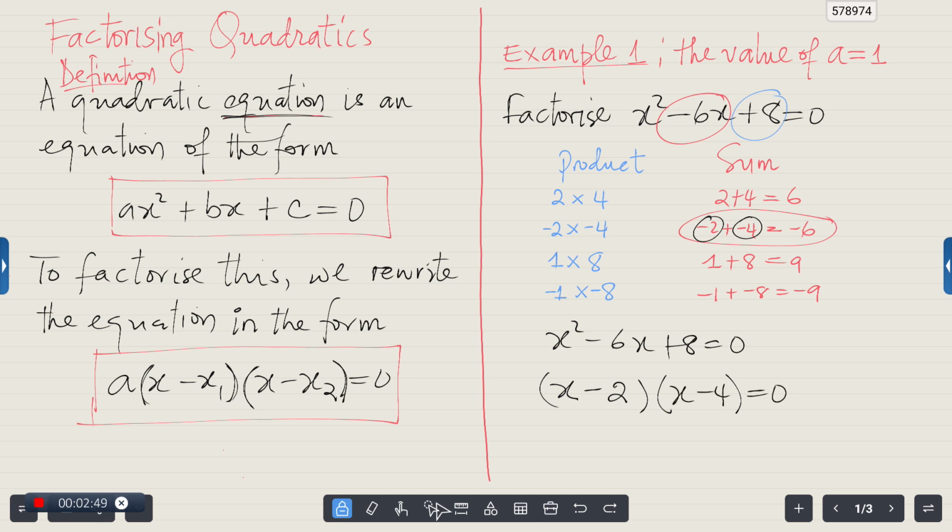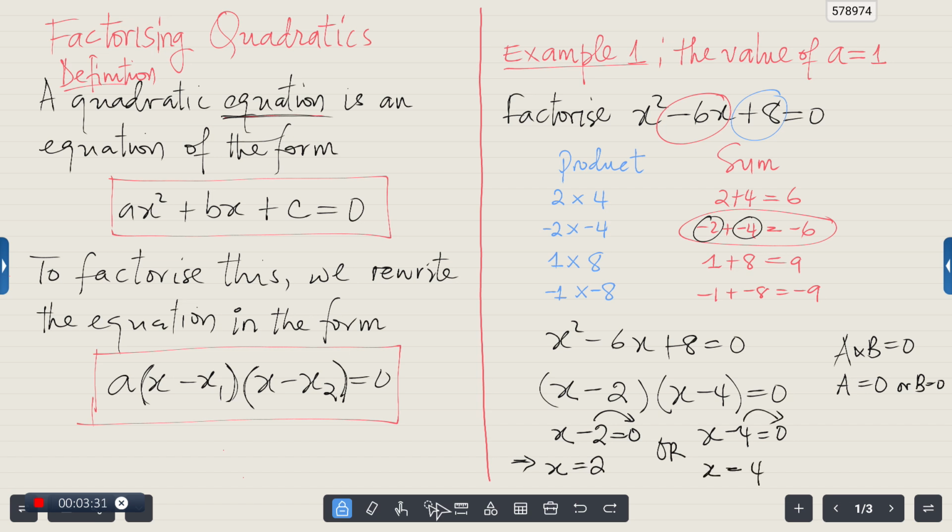So from here, if two numbers multiply to give us 0, that is to say a times b equals 0, then either a is equal to 0 or b is equal to 0. Based on that, we would say x minus 2 equals 0, which means x is equal to 2 if we carry it over. Or x minus 4 equals 0 would mean x equals 4. Carry the minus 4 to the other side.